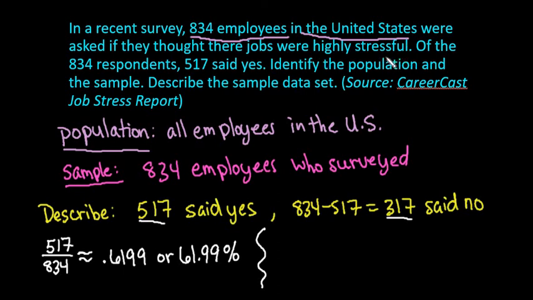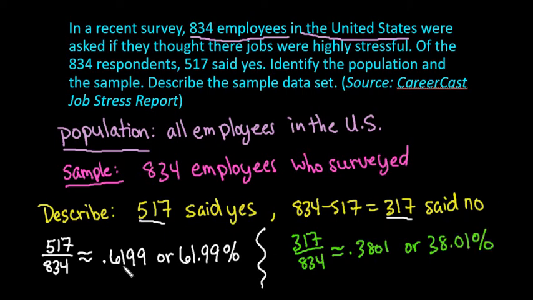So you could take and plug this into the larger population, and that's what we do a lot of times in statistics. If you wanted to see how many said no, we could do the same thing with this data and say that 317 out of 834, or approximately 0.3801 or 38.01% said no, that they don't feel that their job is highly stressful.